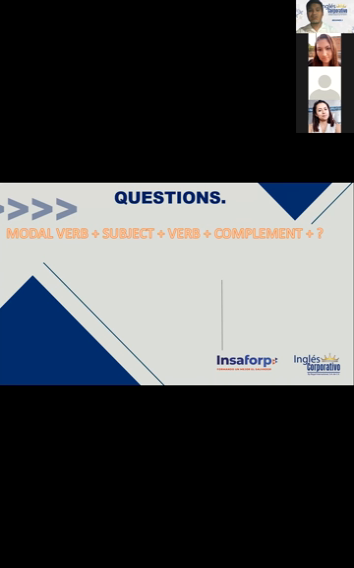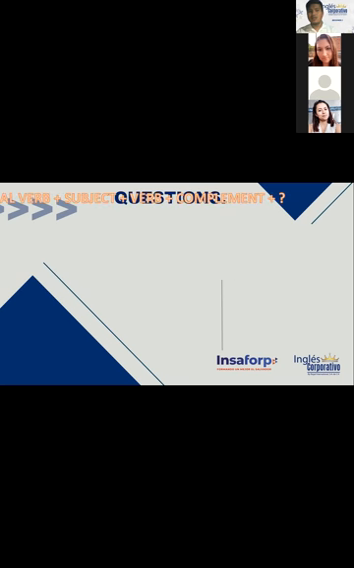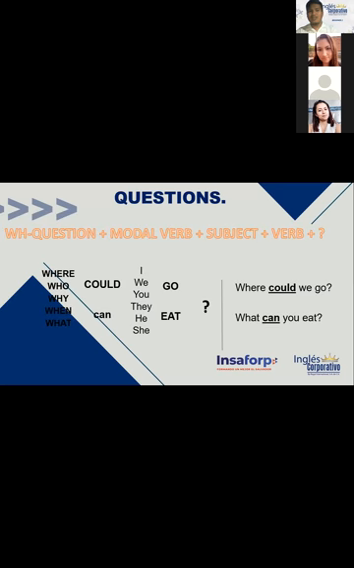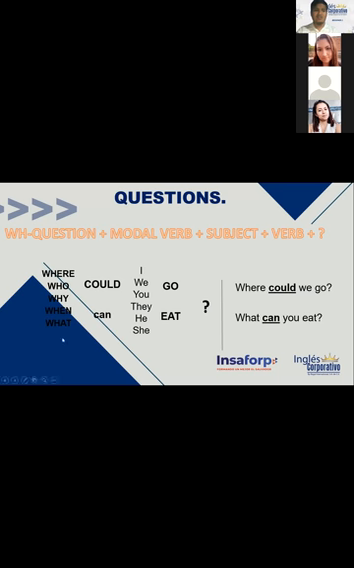So we have another form or another way to make questions. And we have the following pattern or the following structure. We can only use a modal verb, a subject, a verb, and a complement. And obviously the question mark. So what is the difference between this one and this one? Very simple. If you notice in this one, we are using a WH question, and that's the only difference. Esta es la única diferencia acá, que al inicio se usa una WH.